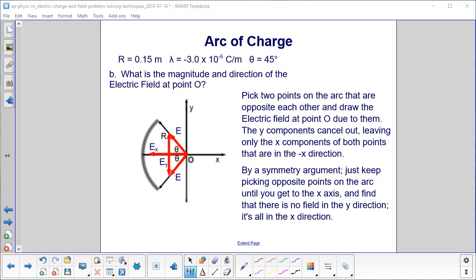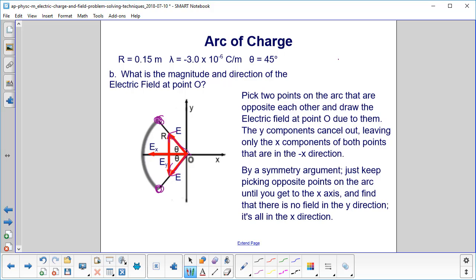What is the magnitude and direction of the electric field at point O? So what we're going to do is pick 2 points on the arc that are opposite each other and draw the electric field at point O due to them. Let's just start, we'll take the endpoints. So we have 1 point over here, 1 point over here. The electric field at point O points towards the charges, just like this.